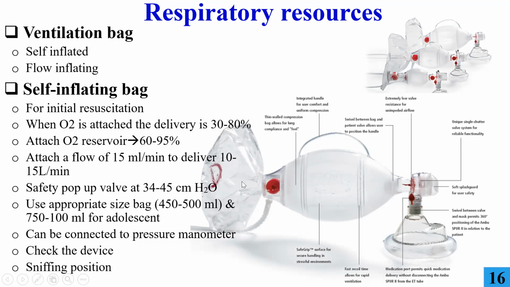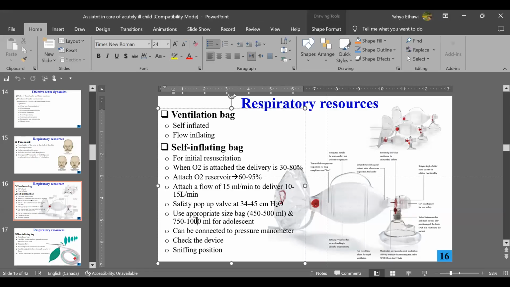This is the reservoir. You always need to put the safety pop-off valve, okay? Because we tend to compress very strongly. And if there is no safety valve, when you give more than 45, like 60, it will go to the lung and cause pneumothorax. So the safety valve should always be at 45. It's very important to use an appropriate size bag from 250 to 700. We usually don't use more than 700. It depends on the size. This is wrong. This is 1000.